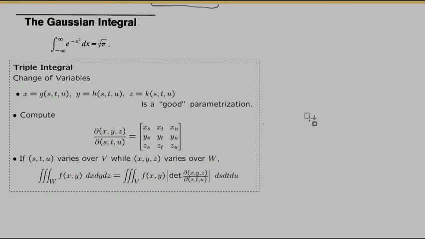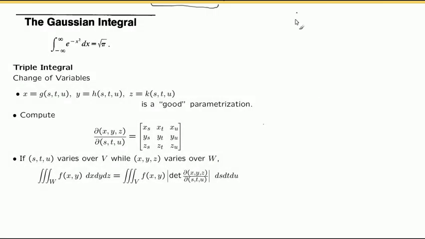Double integral, right? Remember that was still a double integral. Double integral of xy, and we switched to polar coordinates, r theta. But it's still a double integral. Your D is in the xy plane. Now we're switching to triple integrals, right?